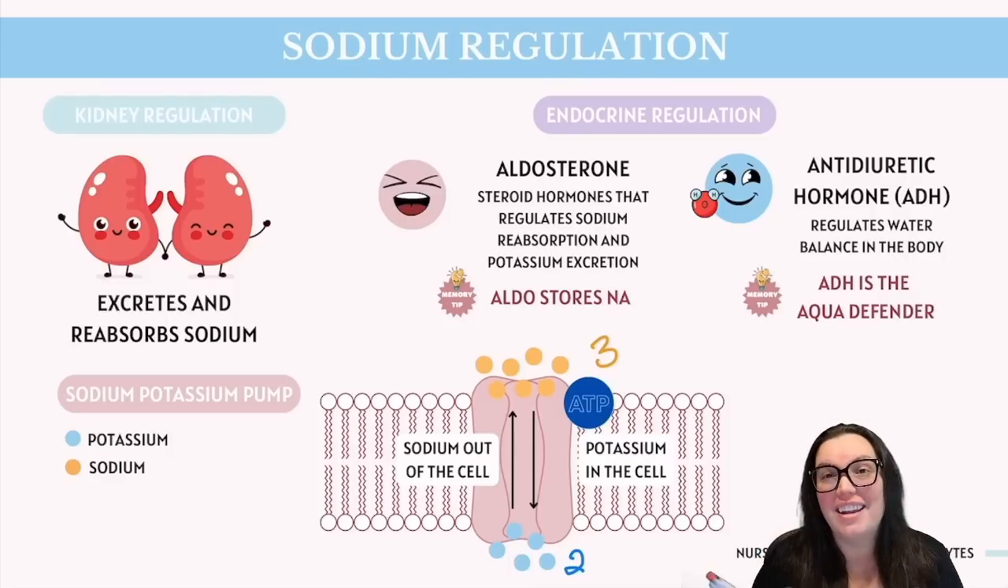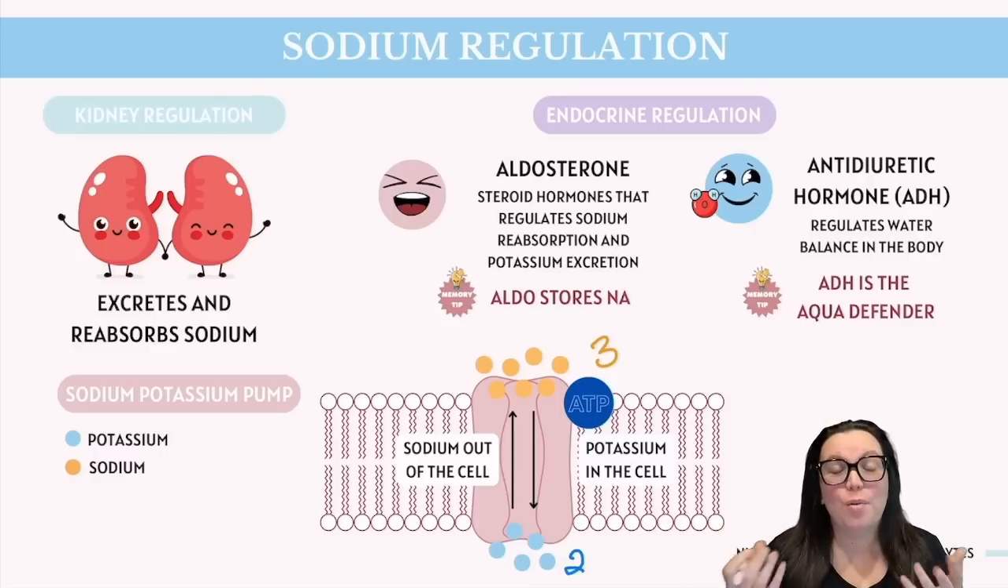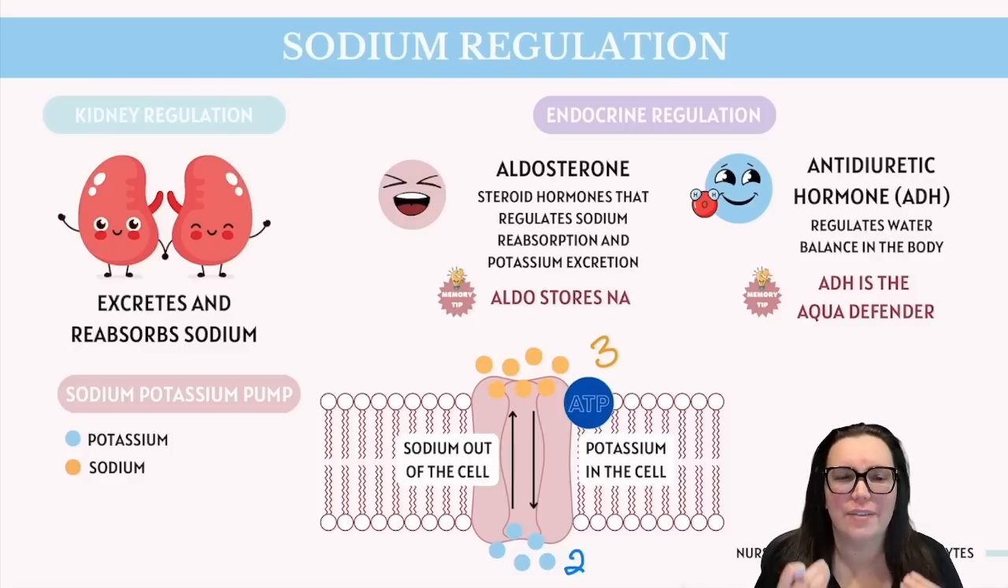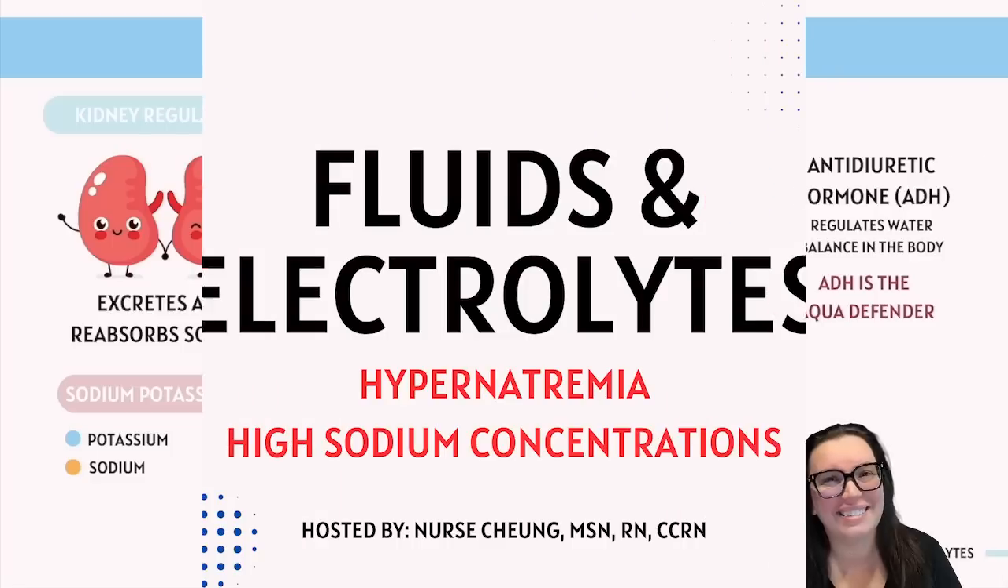This is going to create an electrochemical gradient. This active transport process requires ATP, which is the energy we need in order to make this process happen. It ultimately highlights how energy intensive it is to maintain electrolyte balance inside of our body.